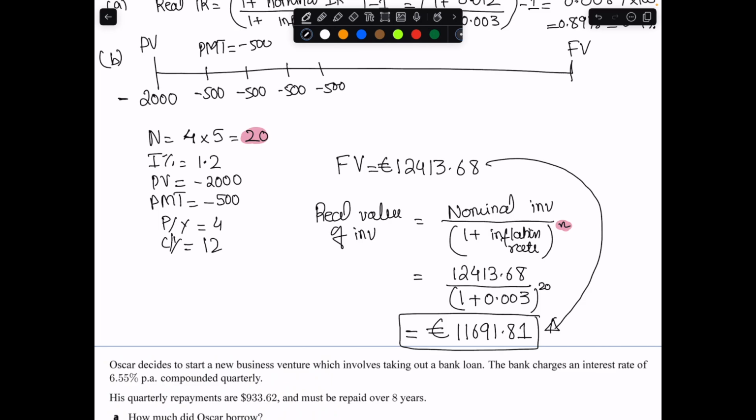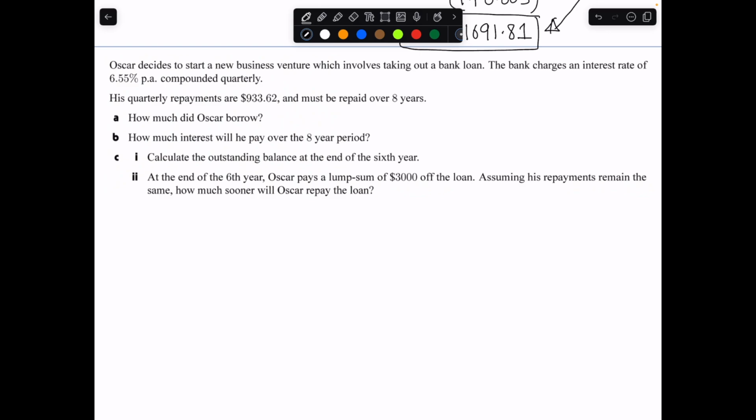The last question is about a bank loan with a bit of complexity, so that we can understand our topic in depth and see how we can use our calculator more effectively. So it says Oscar decides to start a new business venture, which involves taking out a bank loan. The bank charges an interest rate of 6.55 per annum compounded quarterly. So we know it's quarterly. His quarterly repayments are this. So this is what the bank has told him to repay every quarter, and must be paid over 8 years. So everything is quite simply laid out in front of you.